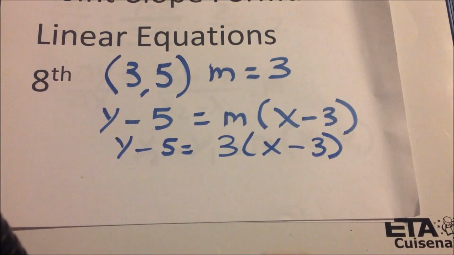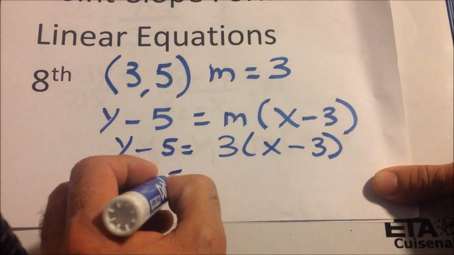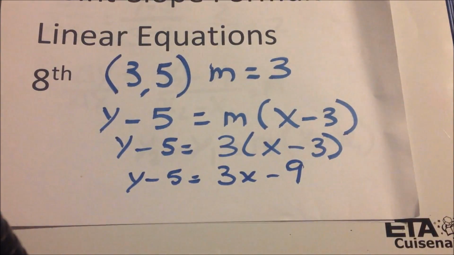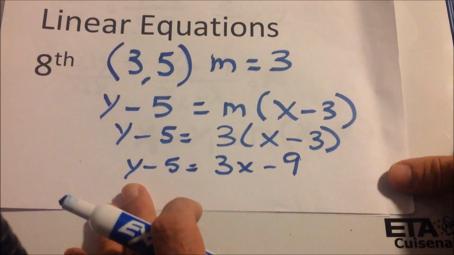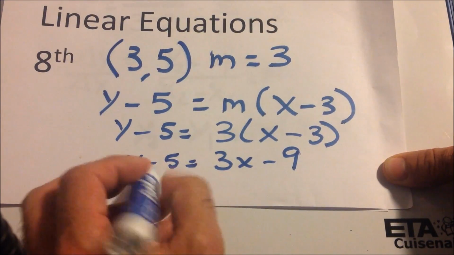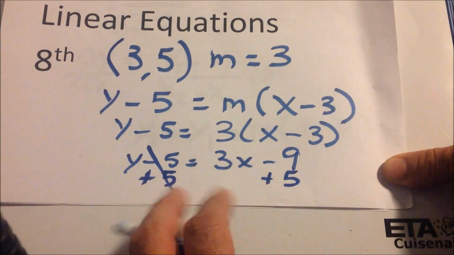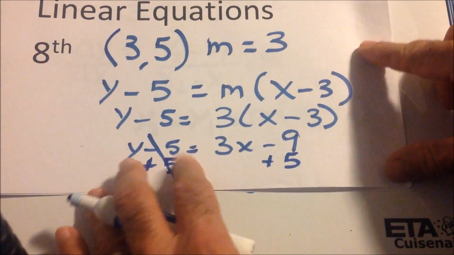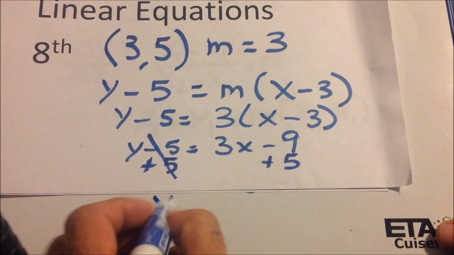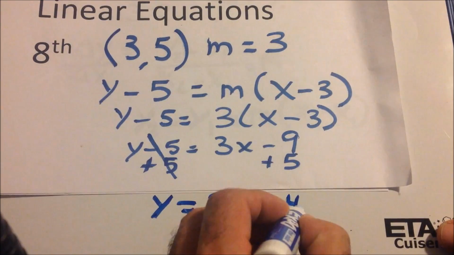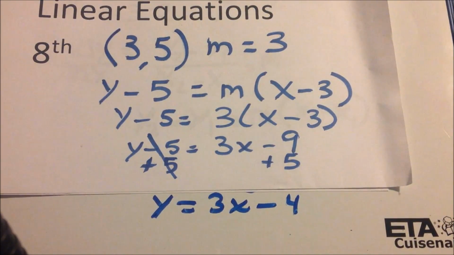Now we can do some algebra. y minus 5 equals 3x minus 9. Distributive property. Now I can add the 5 on both sides. Remember, you want to do the opposite operation. And we'll get our answer of what the equation is. y is now alone: 3x minus 4. So there's our y-intercept, and there's our slope.